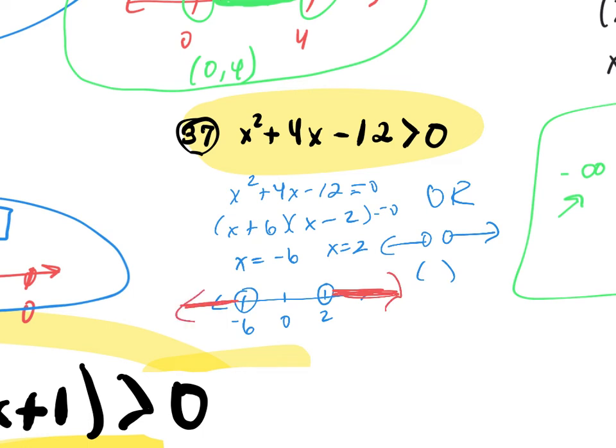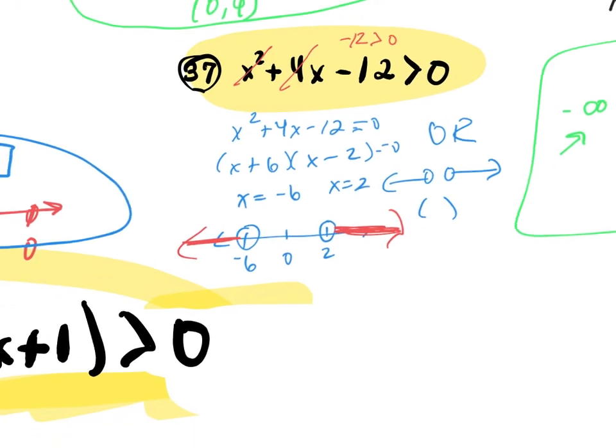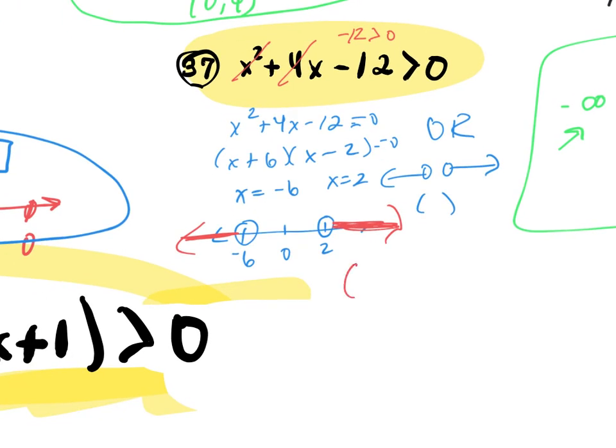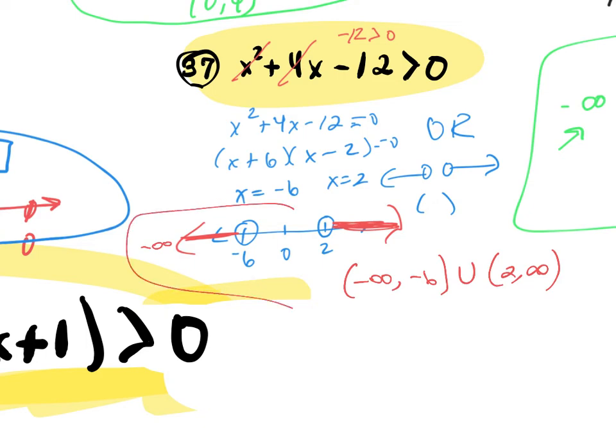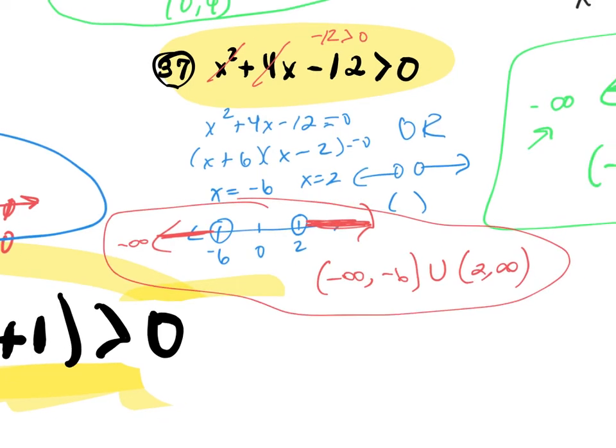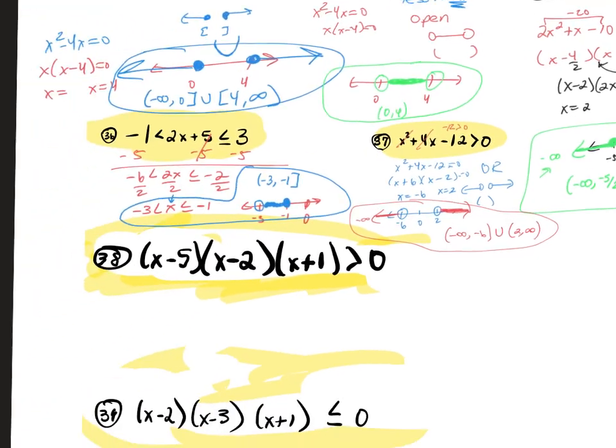Now when I plug in 0 to check, should 0 work? No. So when I plug in 0 here, I get 0, 0. Is negative 12 greater than 0? No. So we're good. So my interval notation would be from left to right. Negative infinity to negative 6, parenthesis, union 2 to infinity. Questions, comments, concerns? How we doing at home?